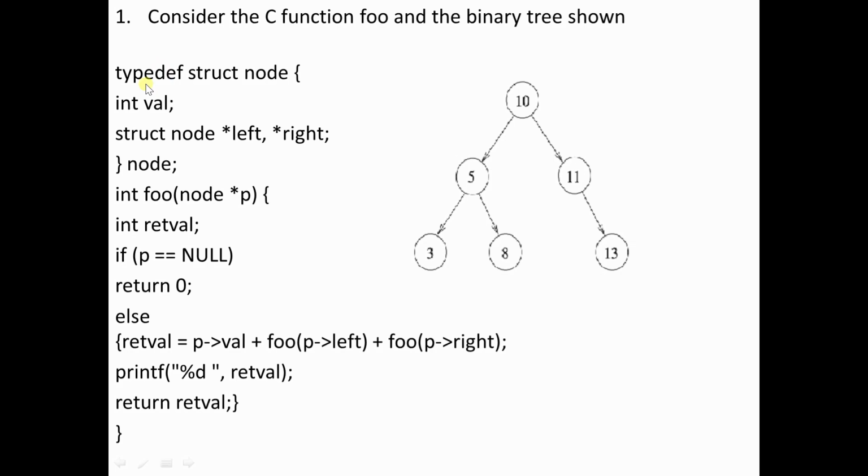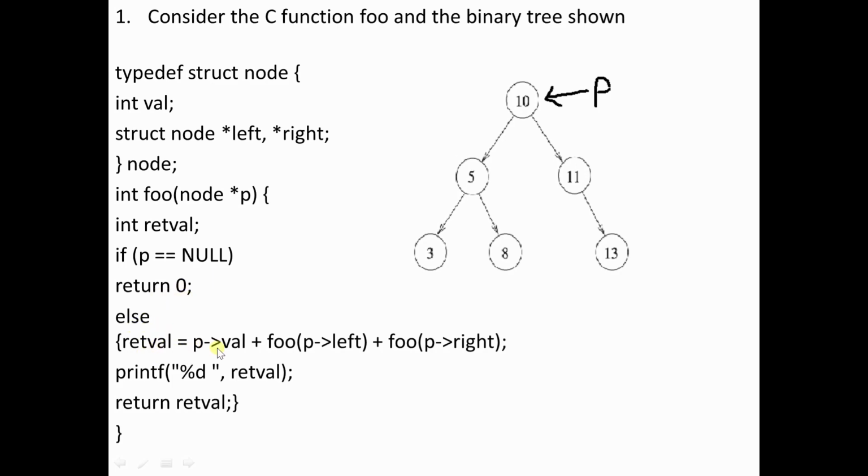So the given C function is typedef struct node, int value, struct node *left, *right, node. So this is the tree structure, having left and right child. And next, int FOO, this is the function FOO, foo(node *p), it returns the value. If p equal to null, here p is nothing but the root node, here it is 10. If p equal to null, we have to return 0, otherwise we have to perform this operation.